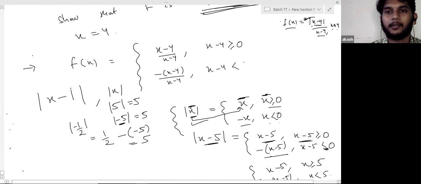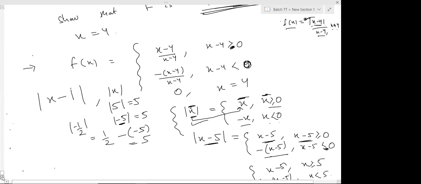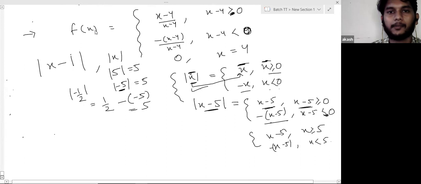And this will be opened as minus (x - 4) with x - 4 in the denominator when x - 4 is less than 0. We cannot use equality here because they have given the equality sign otherwise. And this is 0 when x is equal to 4. Who is not clear about this? How to open this? We can move ahead. Yes or no, everyone? Yes, sir.